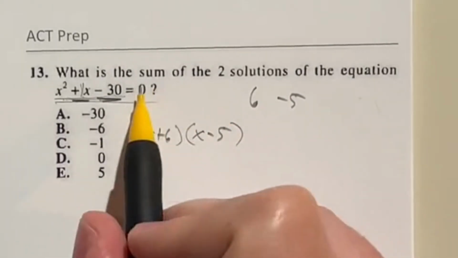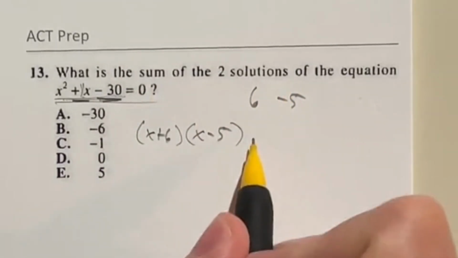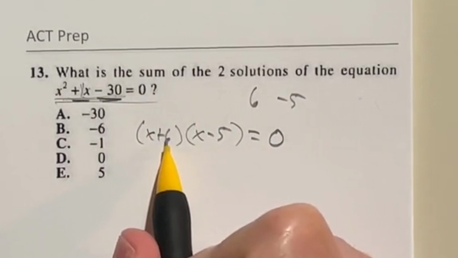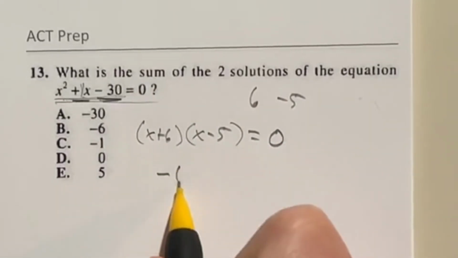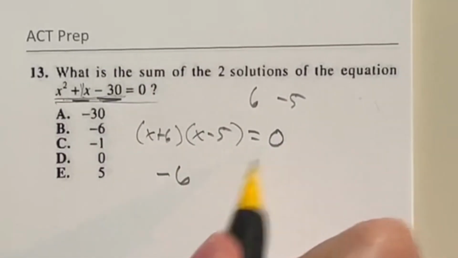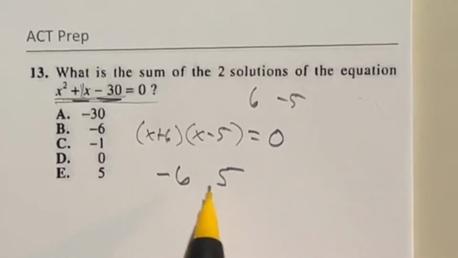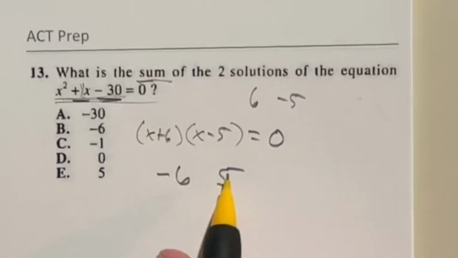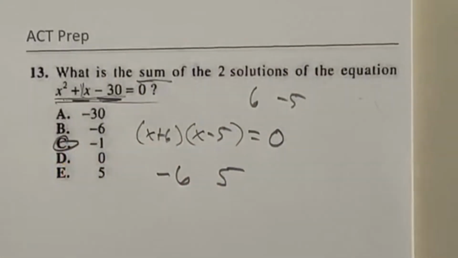Now it says that we need to do the sum of the two solutions, which means we're setting this equal to 0. So our two solutions is actually going to be when you subtract this 6 to the other side, giving me negative 6, and when you add the 5 to the other side, giving me a positive 5. Those are the two solutions. So the sum would be when you add those two together. So negative 6 plus 5 is going to give me C, negative 1.